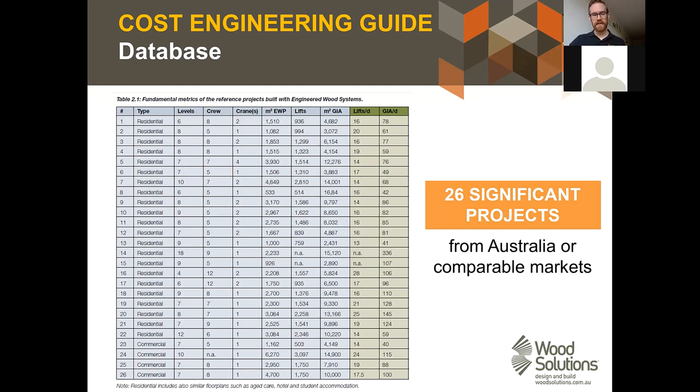The guide itself is actually informed by this database of 26 mid-rise or tall timber projects from around the world. A large chunk of these are from the Australian market. I'd say the majority are actually from the Australian market. But then we have also gone out and we've worked with our friends overseas to source information about projects in really comparable markets to Australia. So the UK, Canada, there's a couple of Lendlease sites from the US on here as well. And basically these numbers have been used to help inform the advice that we're giving in this guide and to help complement our previous experiences as well. So it's well worth coming back and having a look at this in the guide itself.